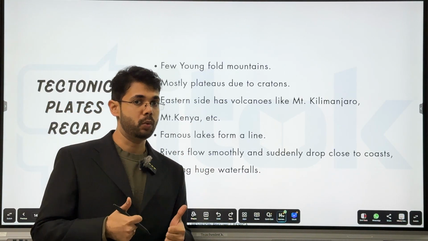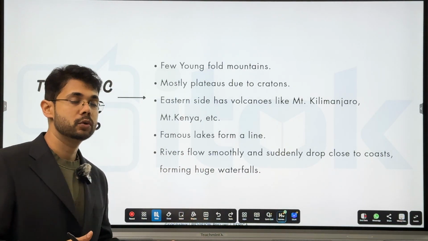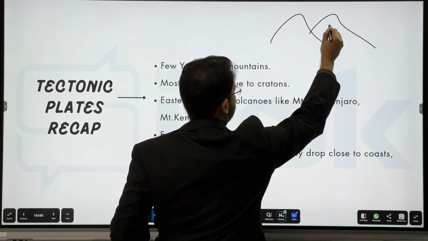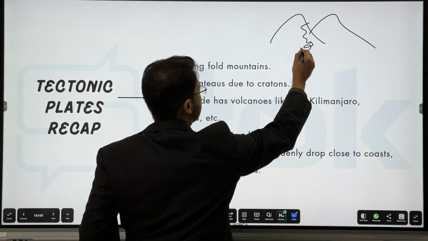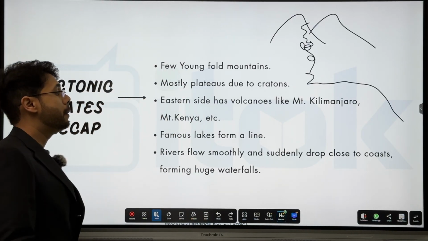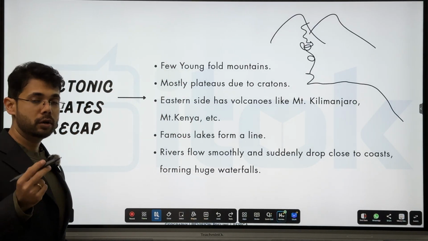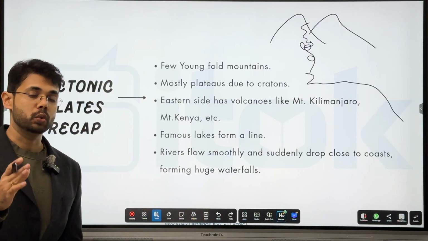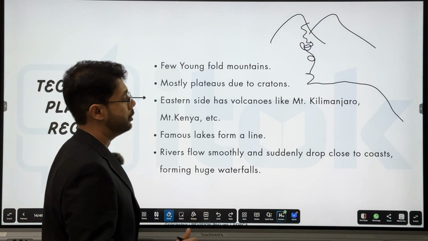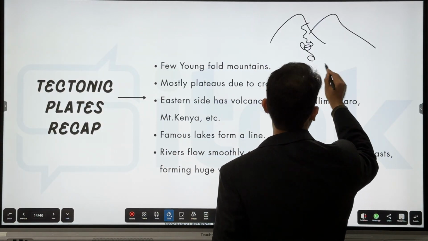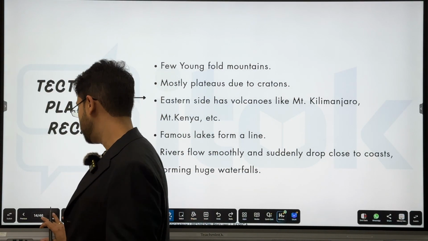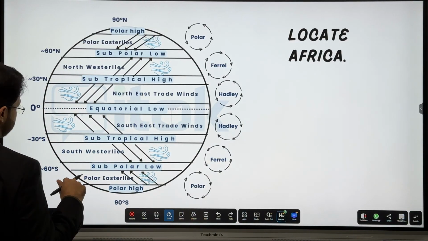Where do we have most of our waterfalls? We have them close to the mountains. Once they are leaving the Himalayas, rapids are forming, waterfalls are forming, and then they go into the ocean. But African rivers are different. Waterfalls and rapids are closer to the coast. Why? Because most of the time, these rivers are in a plateau. They're flowing in a plateau and then they fall down close to the coast when the plateau ends. So Africa is a land of plateau.